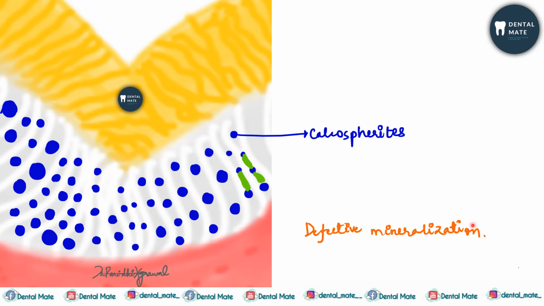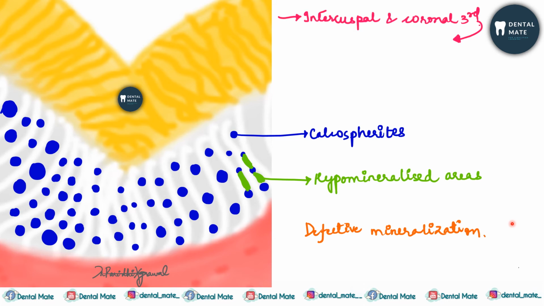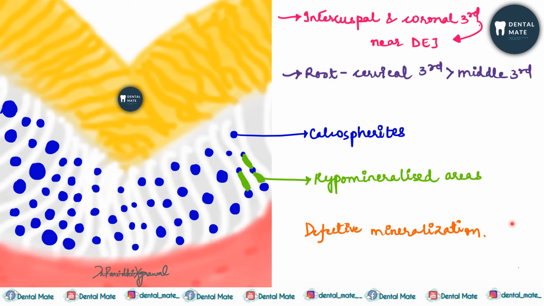There is defective mineralization. We must remember that interglobular dentin is a result of defective mineralization, whereas the matrix formation, or the matrix being laid down, is completely normal. These are the hypomineralized areas. It is basically seen in the intercuspal and coronal third region near the DEJ, whereas in the root it is seen more in the cervical third as compared to the middle third.